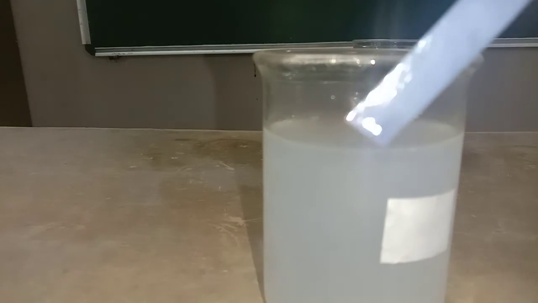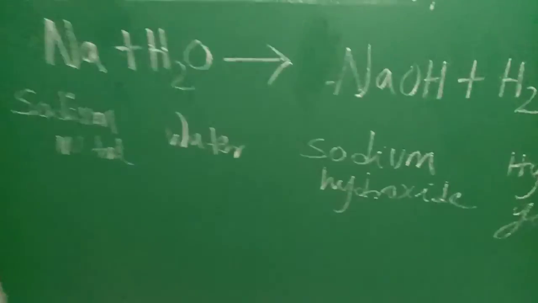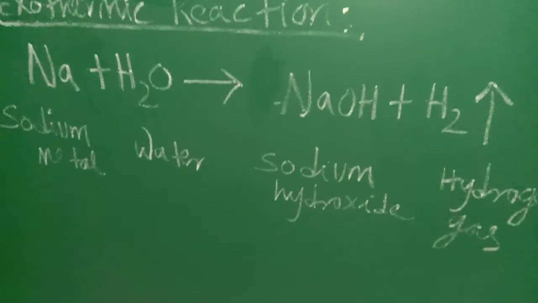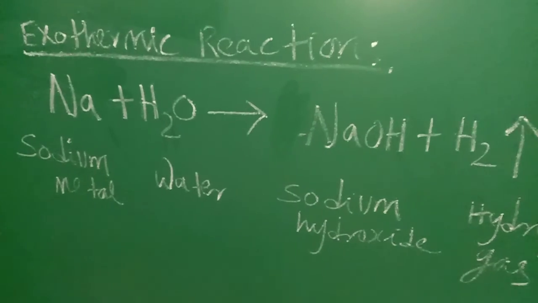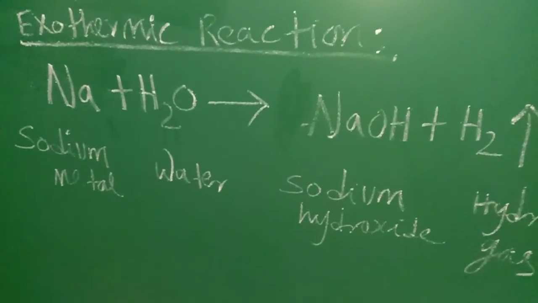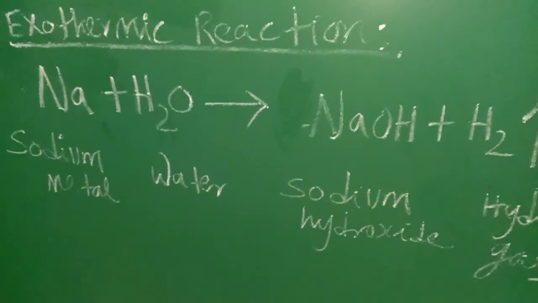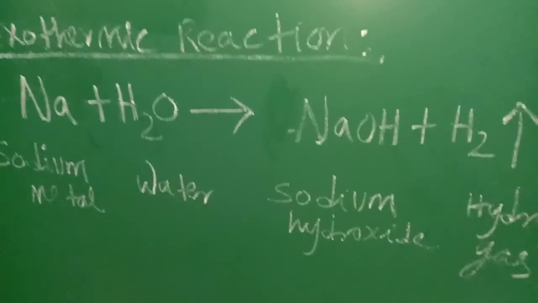So from this activity, from this reaction, what we come to know is that this is a chemical reaction. Sodium reacts with the water and forms sodium hydroxide with the liberation of hydrogen gas. And this reaction is exothermic because more heat is liberated during this reaction. So sodium is a very reactive metal. You watched in this video. Thanks, students.